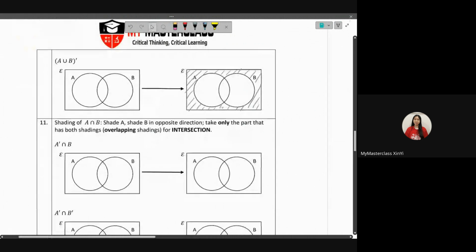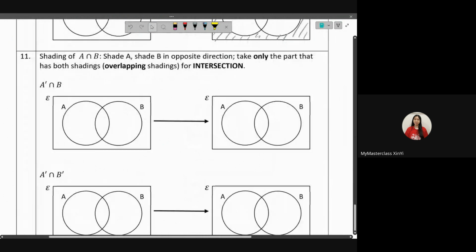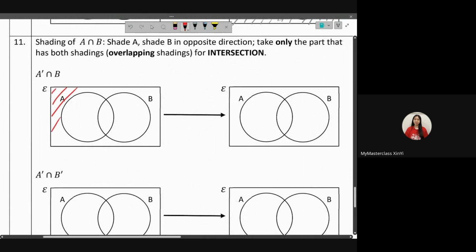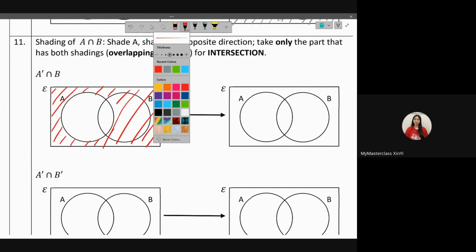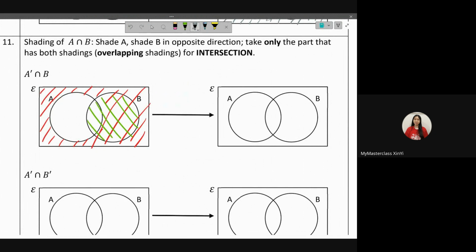Now for intersection. I'm not going to take all the shadings, I'm only going to take the overlapping ones. Let's say, for example, A prime intersecting with B. A prime is outside of A, right? Then B is just this part over here. Then you take the ones with both the shadings, which is just this part.